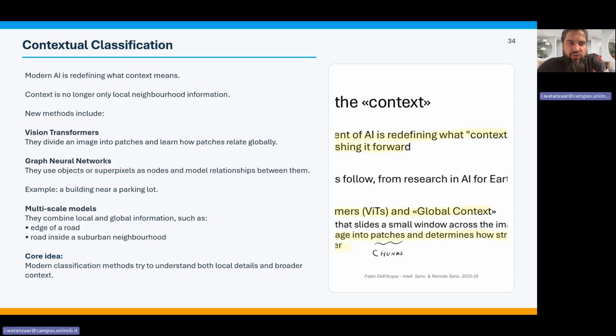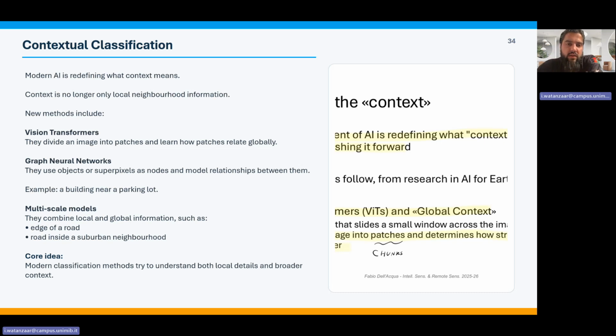The contextual classification: modern AI is redefining what context means. Context is no longer only local neighboring information, as in the spatial case. New methods have been introduced for this, like vision transformers, graph neural networks, or multi-scale models. Vision transformers divide the image into patches and learn how patches are related globally. This is the method used for contextual classification, not only based on neighboring information. A graph neural network uses objects or superpixels as nodes and models the relationships between them. That is really amazing, and that's why it's called a graph neural network.